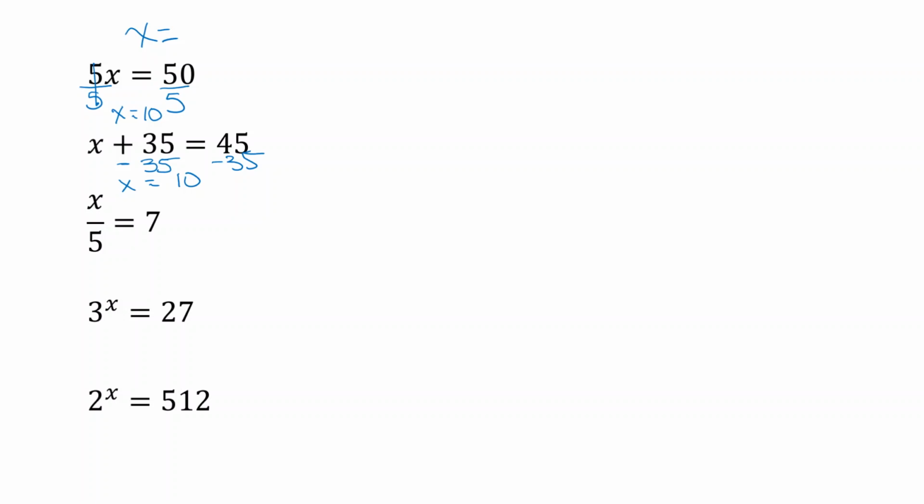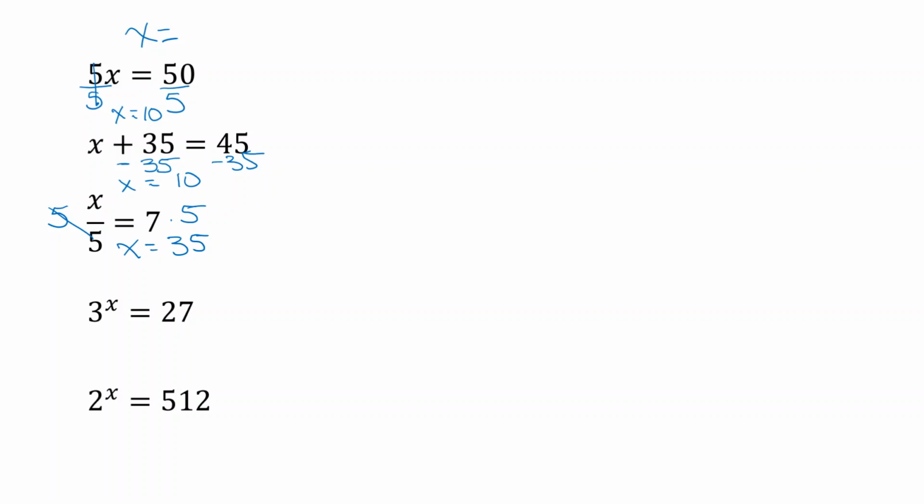All right. Here I have my x is divided by 5, so the inverse, I want to undo this division here, so I'm going to multiply both sides by 5. And when I do that, I end up with x equals 35. So in each of these problems, I looked for the inverse to undo whatever was being done to my x so I could get x by itself.